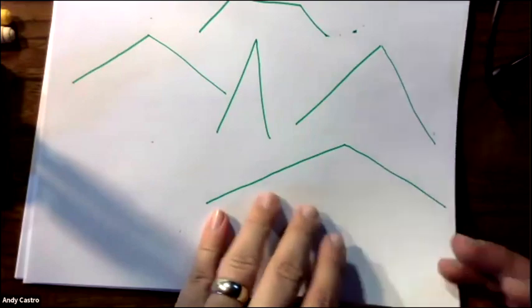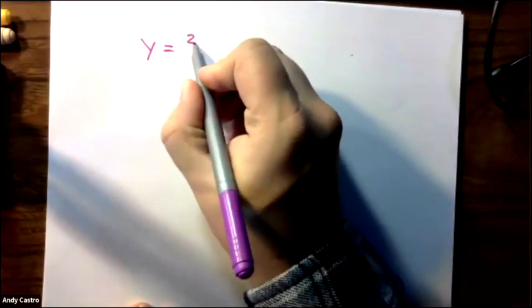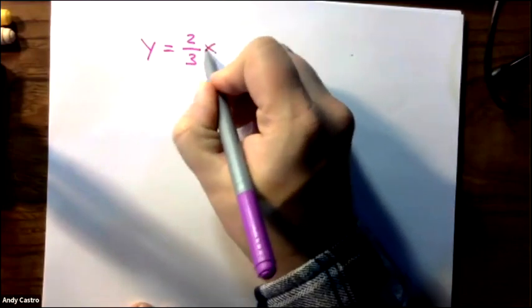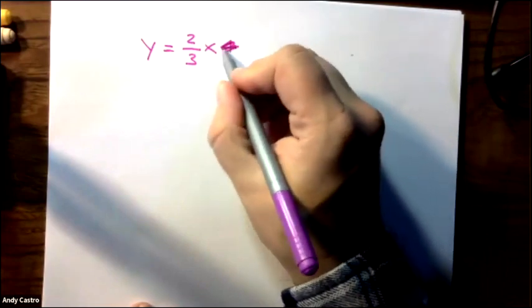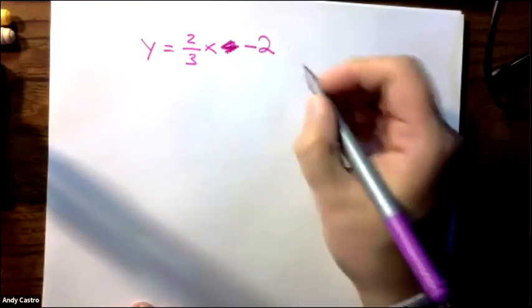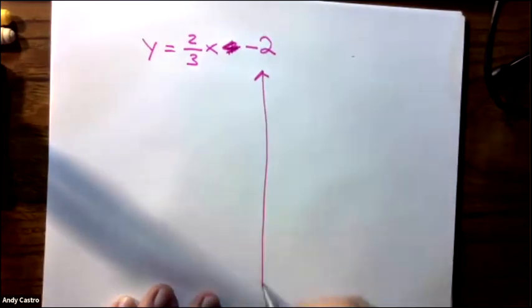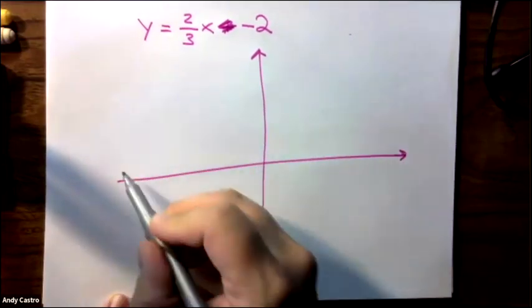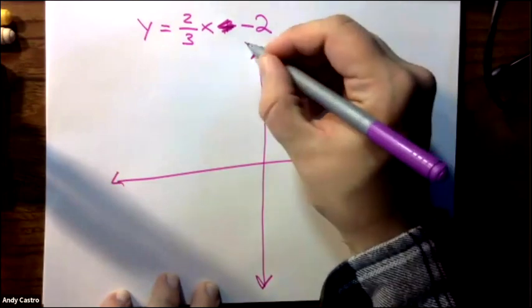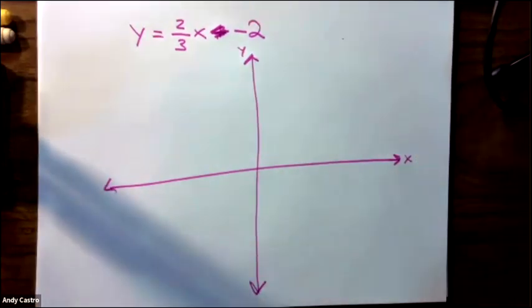All right. So now, let's look at the equation. Y is equal to 2/3 x plus, or we'll say 2/3 x minus 2. All right. So what are we going to do? We're going to graph this equation.